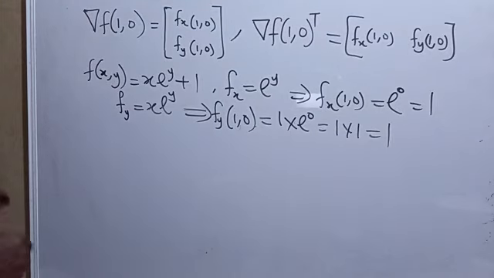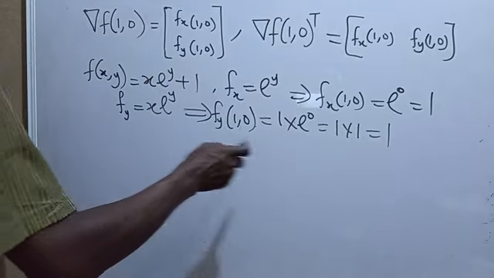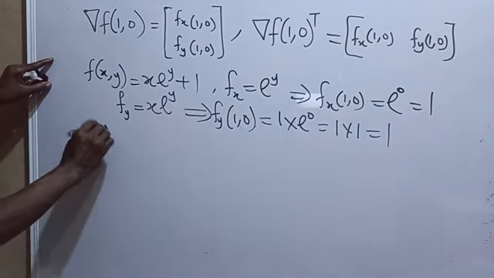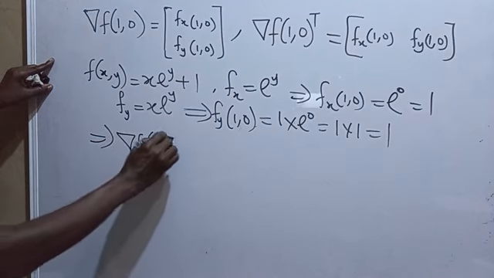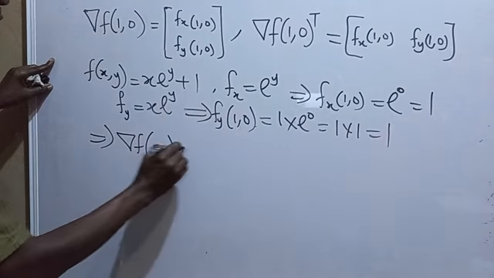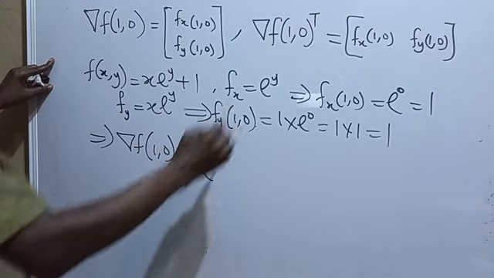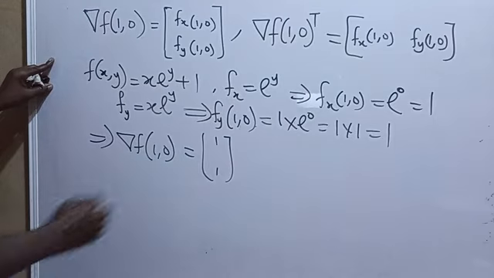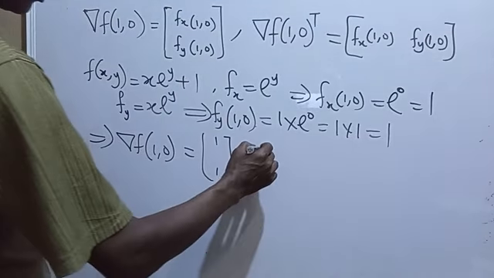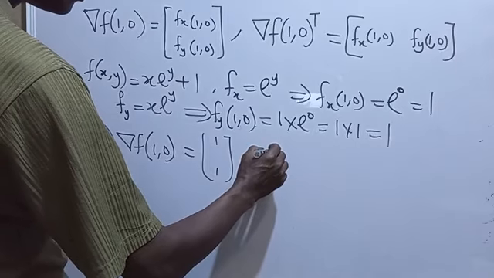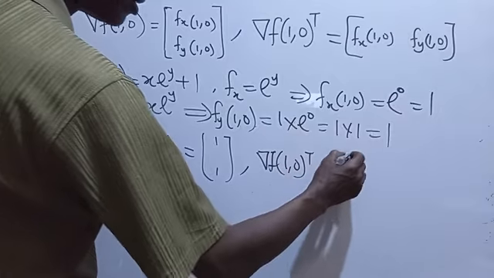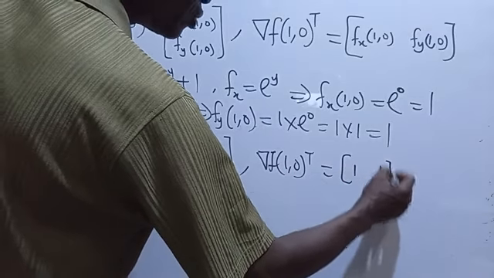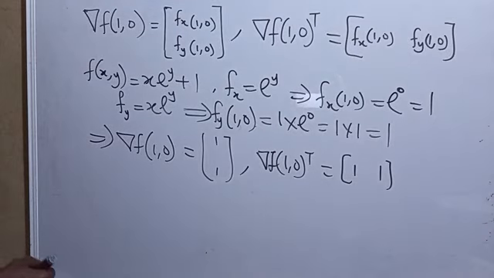So we are done with this now. That implies the gradient around 1 comma 0 is now 1, 1. But if we transpose it, you have 1, 1. It will be a row vector. So we are actually done with that too.